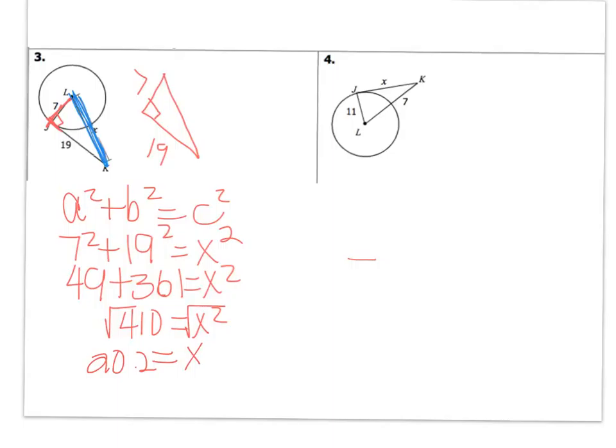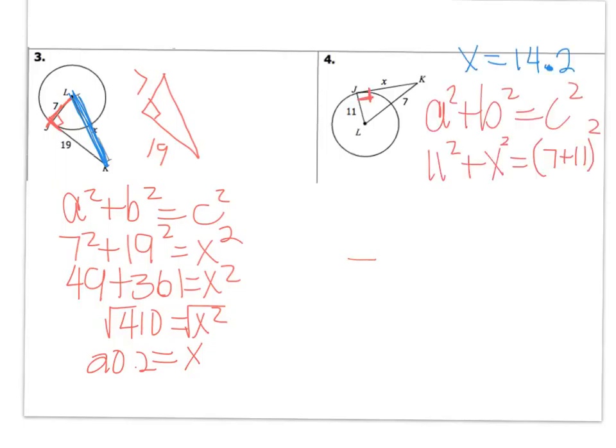You try number 4 and then push the play button when you're ready to see if your answer is correct and the work is correct. Did you get x is equal to 14.2? All right, so if you did not, here we go. a squared plus b squared equals c squared. And of course, a and b are the legs, so here and here.